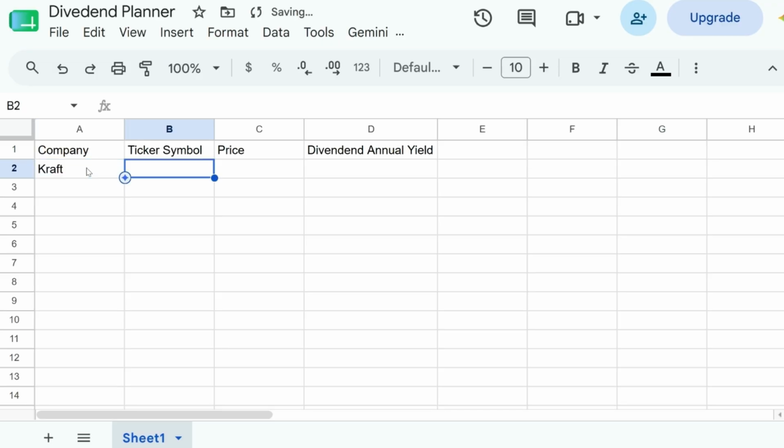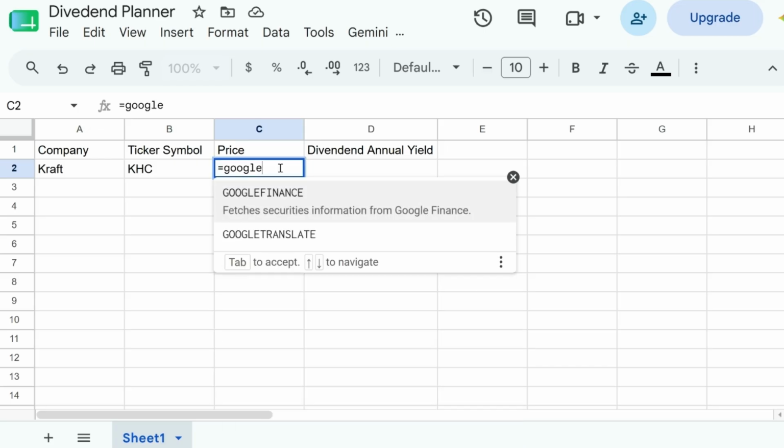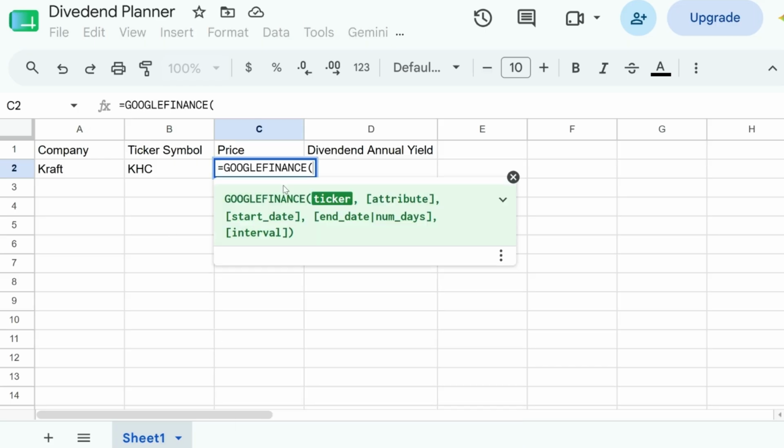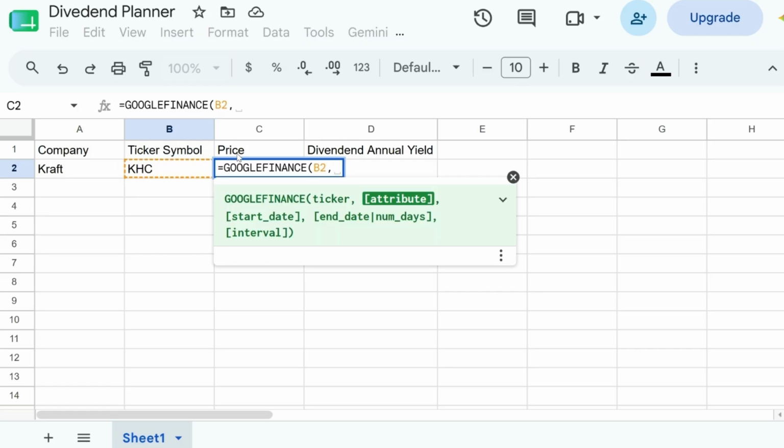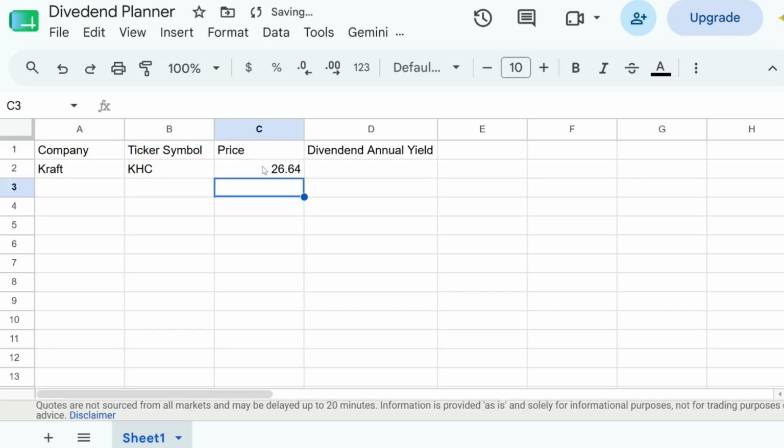All right. As I mentioned, I'm going to start with Kraft, the ticker symbol KHC, and we're going to use the Google Finance. So you notice Google Finance has several options, but for this, we're just going to use the ticker symbol. So I'm going to click on cell B2 to get that ticker symbol. And then there's the attribute, which is price in column C. And there it is. It shows you the active price of Kraft as of right now on the market. So this is real time and is updating as the price actually changes.